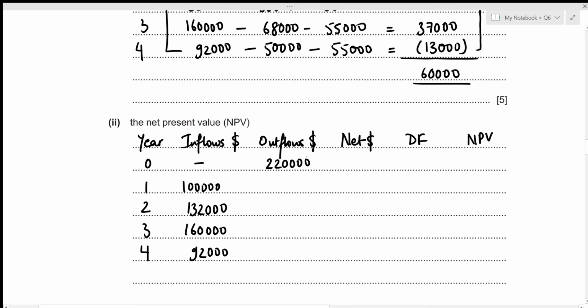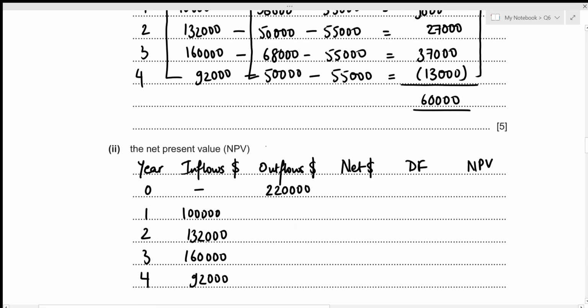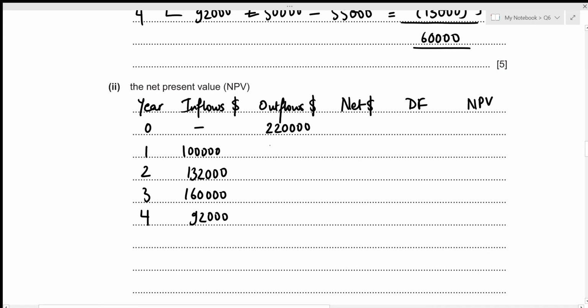Now, the outflow for year 0 is just going to be the initial investment, so that's 220,000. Now, let's have a look at the outflow information above. So, the outflows for year 1, 2, 3, and 4 are 36,000, 50,000, 68,000, and 50,000 respectively. Let's write it down. That's 36,000, 50,000, 68,000, and 50,000 again.